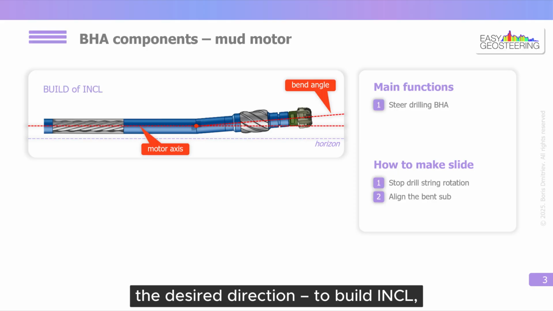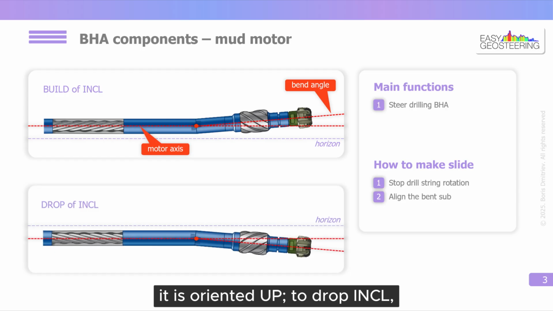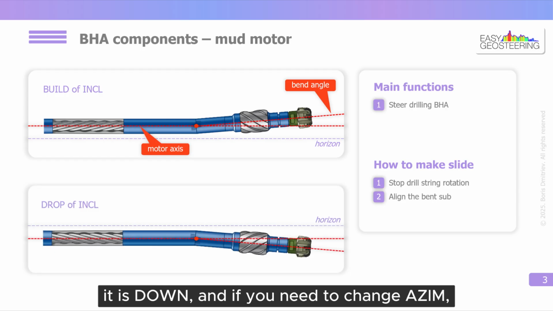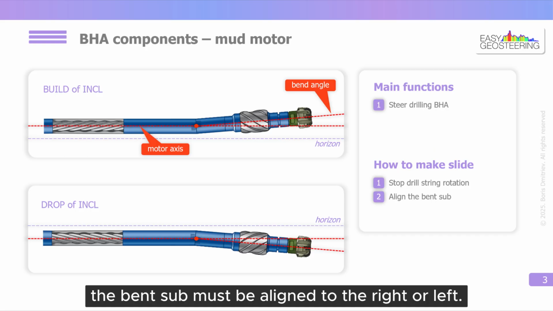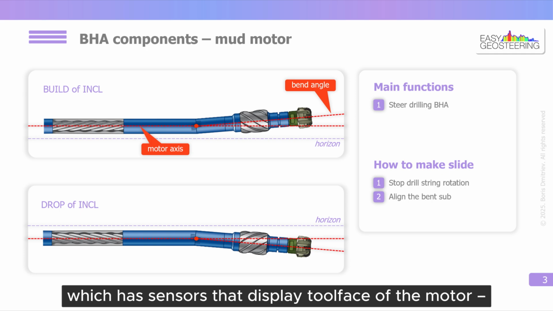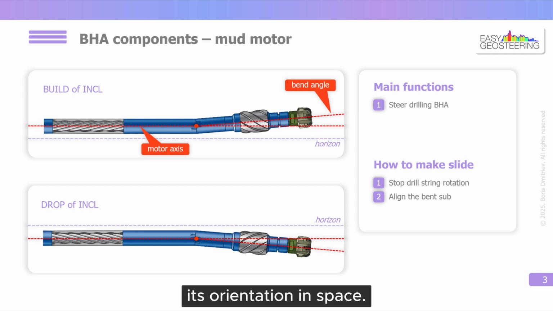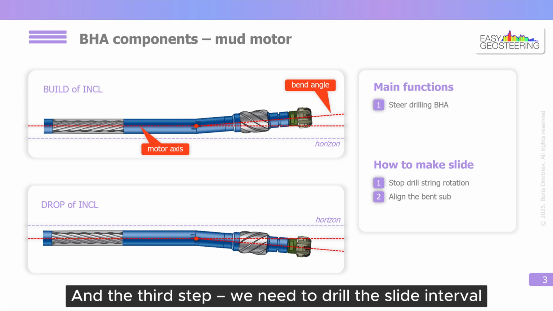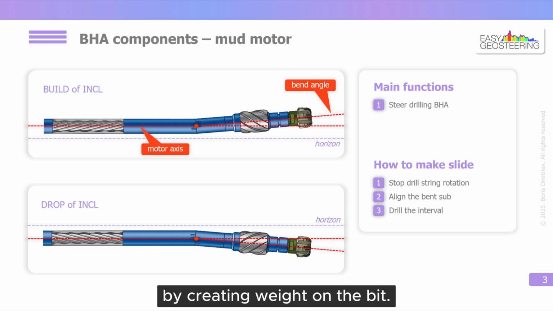To build inclination, it's oriented up. To drop inclination, it is down. And if you need to change azimuth, the bend sub must be aligned to the right or left. How do you determine the orientation of the motor's bend sub? This is done with the help of MLWD tool, which has sensors that display tool face of the motor, its orientation in space. And the third step, we need to drill the slide interval by creating weight on the bit.